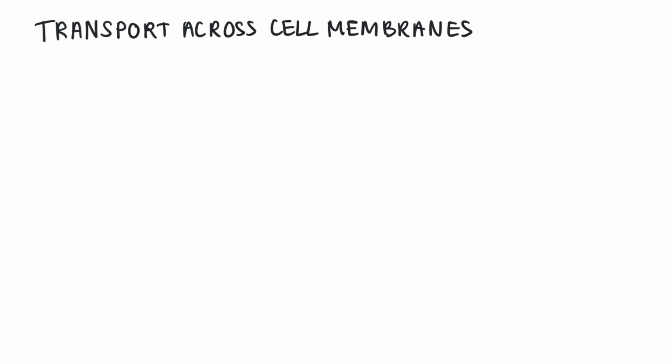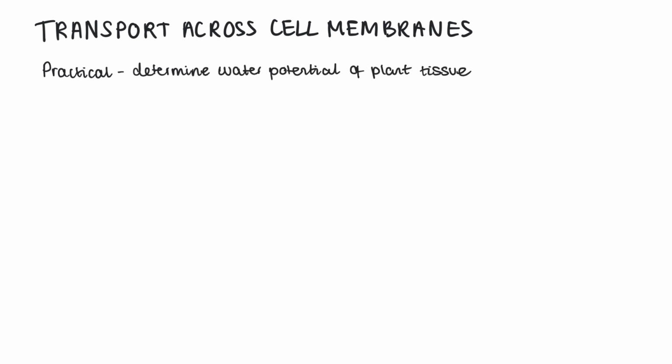There are 2 required practicals in the transport across cell membranes topic. The first one is to do with osmosis. It's where we try and determine the water potential of plant tissue. What we do to do this is we create solutions with known concentrations of a solute, for example sucrose, and therefore we know their water potentials.